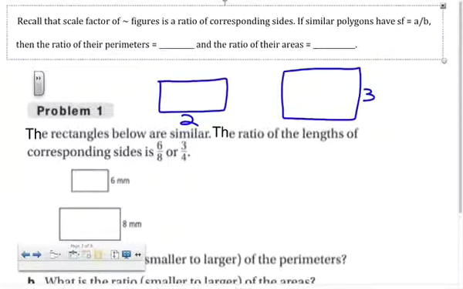What would be the perimeter of the small square? 8. What would be the perimeter of the larger square? 12. So then the ratio of their perimeters would be what? 8 to 12, which reduces to 2/3, the same as the scale factor. Okay, so if two similar polygons have a scale factor of A over B, then the ratio of their perimeters will also be A over B.